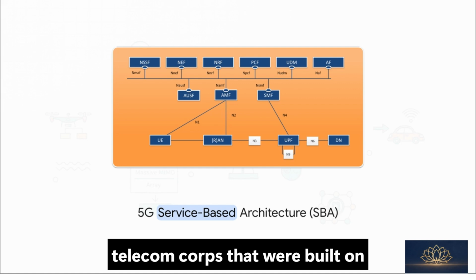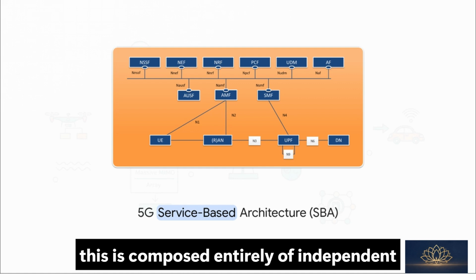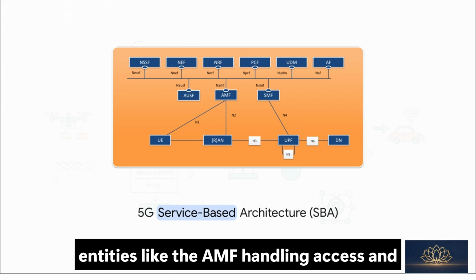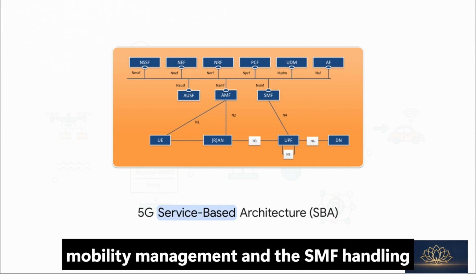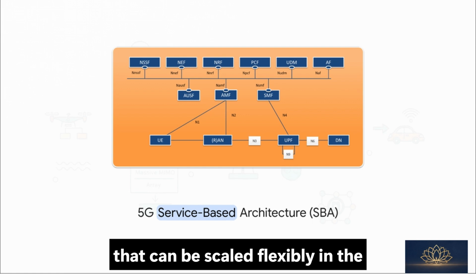Unlike legacy telecom cores that were built on dedicated, clunky physical appliances, this is composed entirely of independent software network functions. You have entities like the AMF, handling access and mobility management, and the SMF, handling session management. These are self-contained, independent software units that can be scaled flexibly in the cloud.